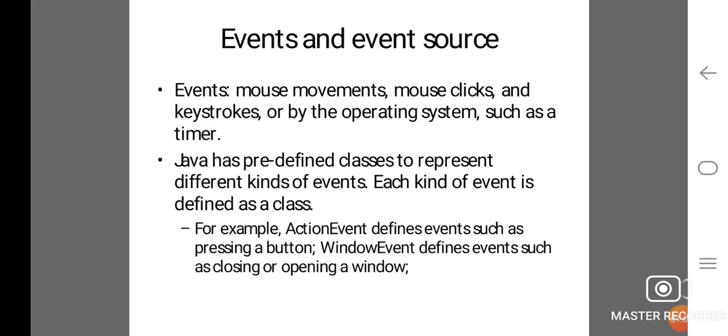Events and event source. Events, mouse clicks and keystrokes are generated by the operating system, such as a timer. Java has predefined classes to represent different kinds of events. Each kind of event is defined as a class. For example, ActionEvent defines events such as pressing a button. WindowEvent defines events such as closing or opening a window.